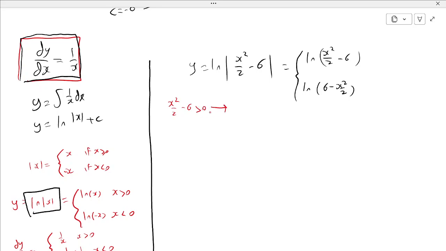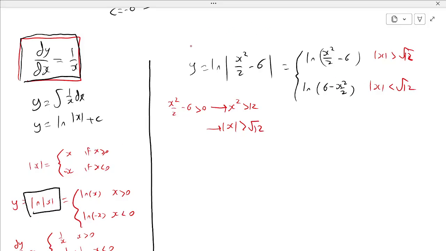You can just quickly verify that that's the same as when x squared is more than 12, which means the absolute value of x will have to be more than root 12. So if x is more than root 12 or less than negative root 12, this will be valid. If x is between negative root 12 and positive root 12, we'll have the bottom solution.